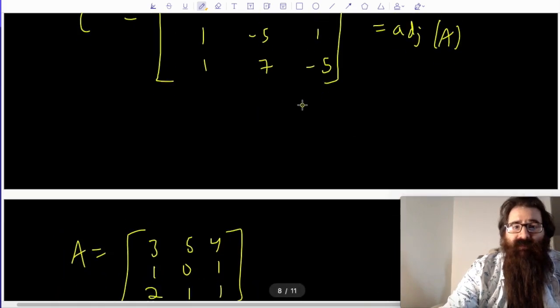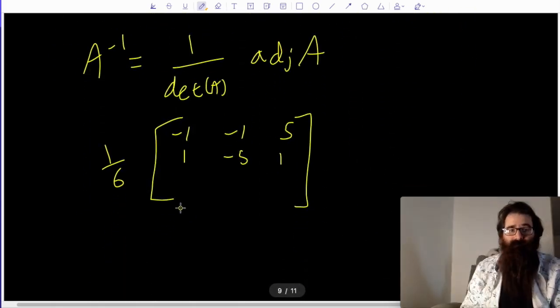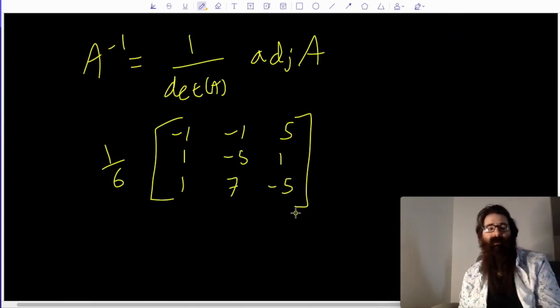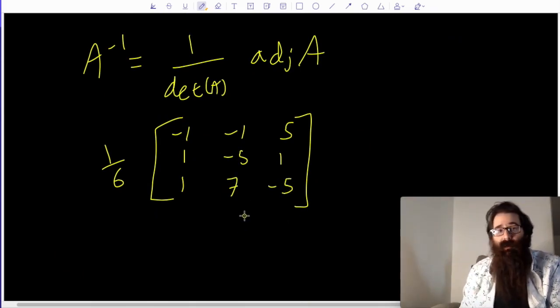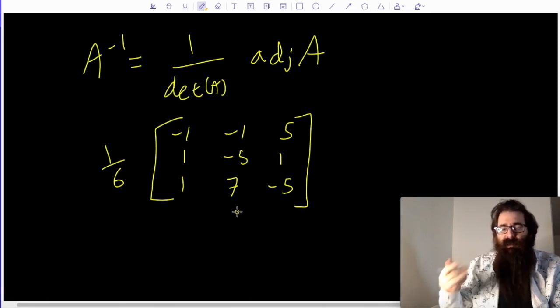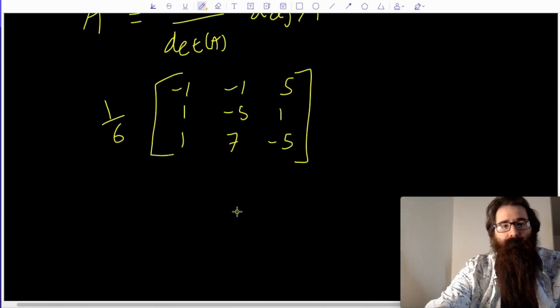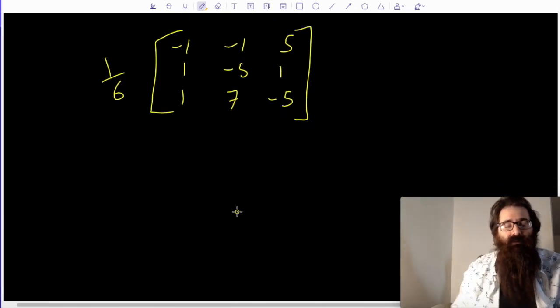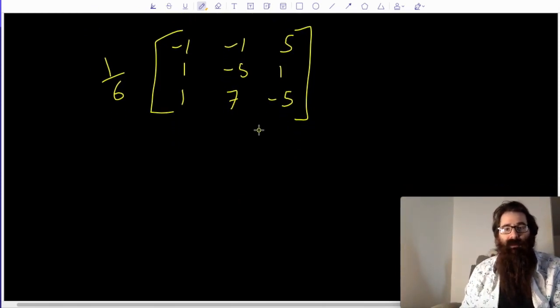And then 1, 7, negative 5. Don't leave it like this. Don't be lazy. You're not. I don't consider you to be a lazy person at all. This is just communication expectations, right? Bring in that determinant. Don't leave this as a scalar times a matrix. Just write your answer as a matrix.